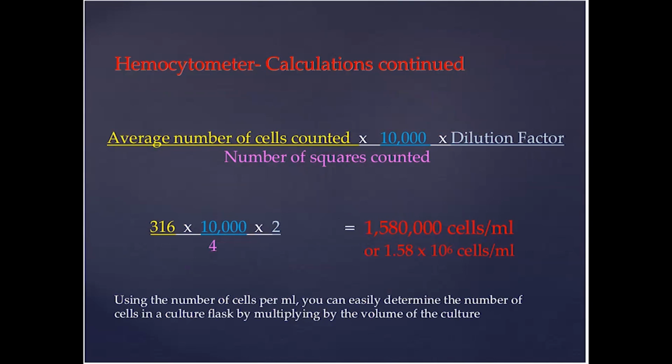Of course, sometimes you may not want to just know how many cells you have per milliliter. You may also want to calculate how many cells you have in a flask. Using the number of cells per milliliter, you can easily determine the number of cells in a culture flask if you know the volume. So you multiply the number of cells per ml times the ml, or volume of the culture. That gives you the total number of cells.